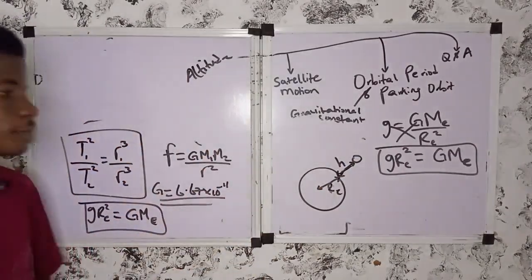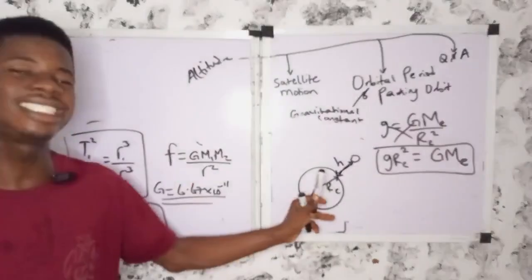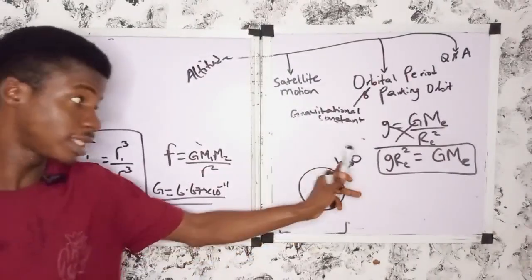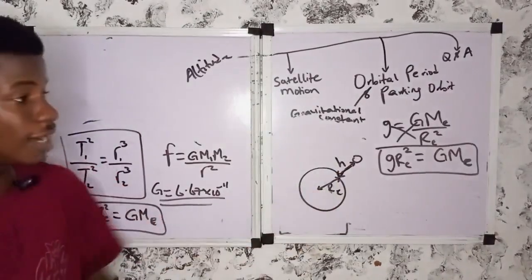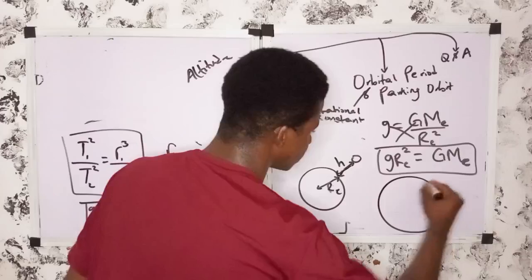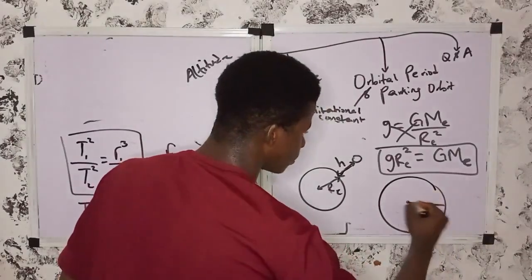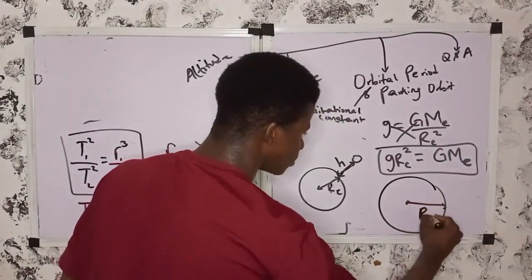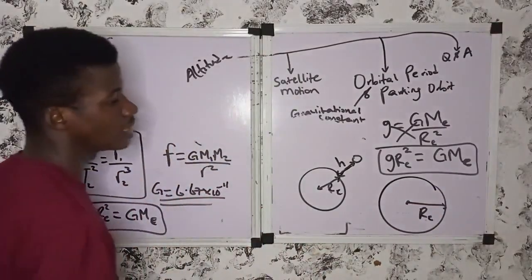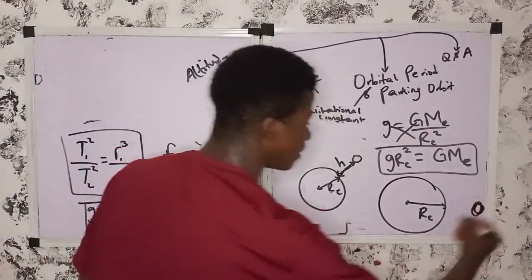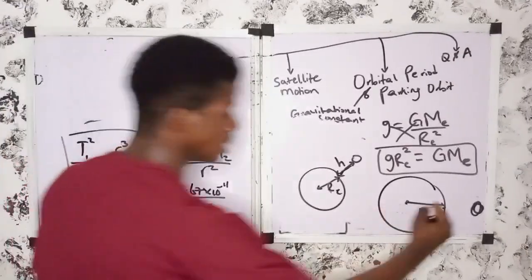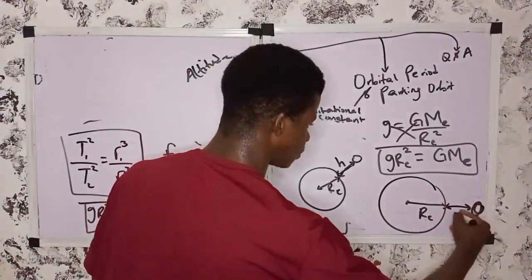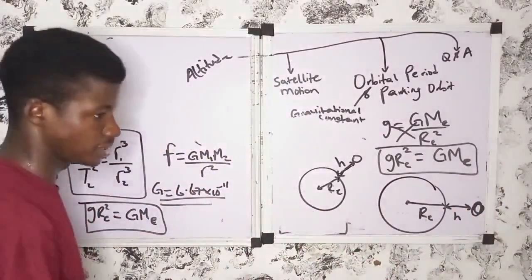Now, this is altitude, and this is the radius of the Earth, which is from the center of the Earth. The radius of the Earth is just the distance from the center of the Earth to its surface. When an object is placed at a particular height above the Earth's surface, this height is known as altitude.